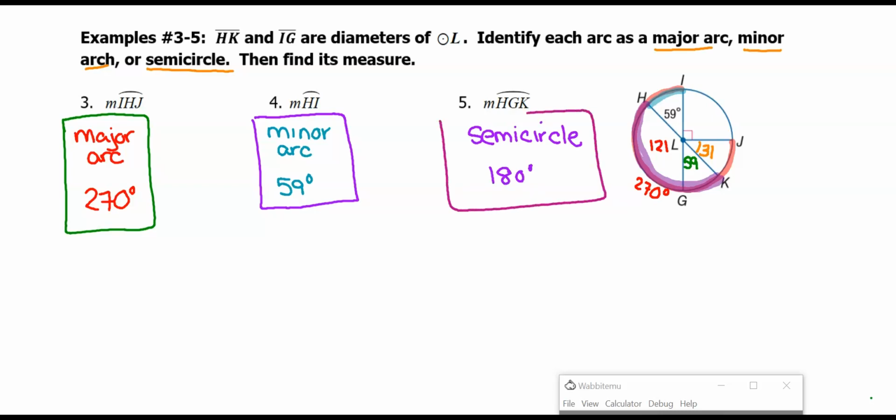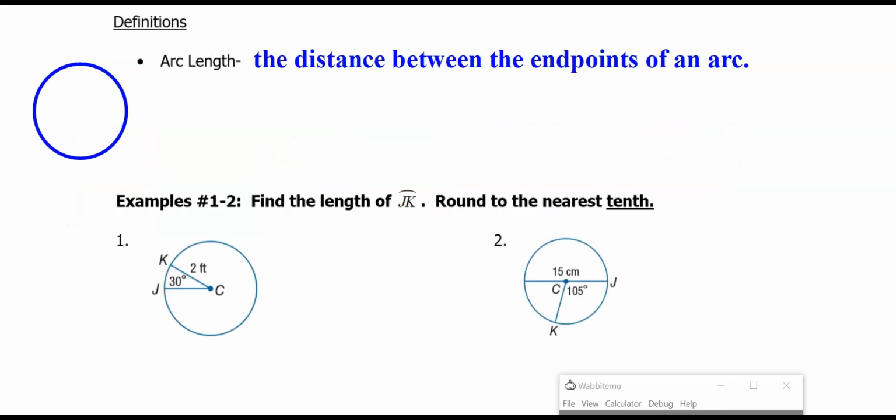Okay, now the next definition is going to be arc length. There's a difference between the length and a measure. The length is the distance between the endpoints of an arc. So this is going to be measured in feet or centimeters, but it's going to be the distance.